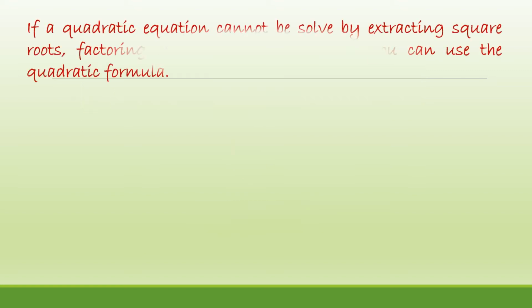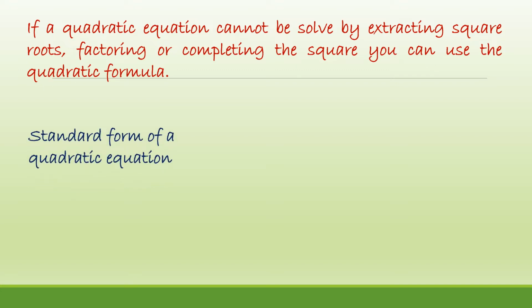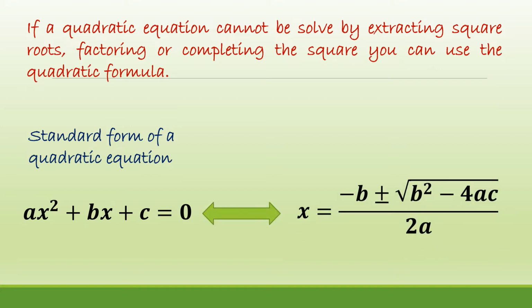If a quadratic equation cannot be solved by extracting square roots, factoring, or completing the square, you can use the quadratic formula. Recall the standard form of a quadratic equation, which is ax squared plus bx plus c equal to 0. We will transform it to the form x is equal to negative b plus minus square root of b squared minus 4ac all over 2a. We call this form the quadratic formula.